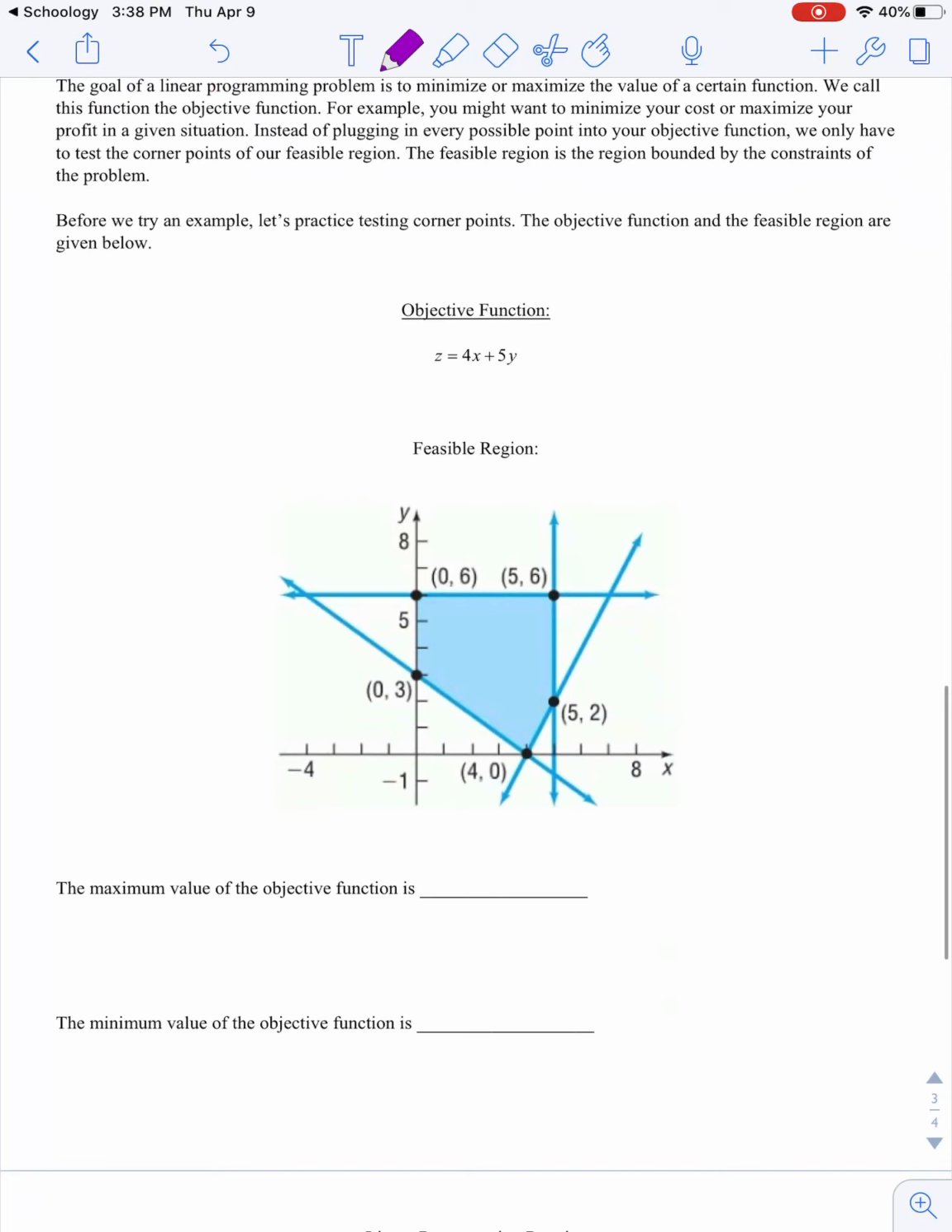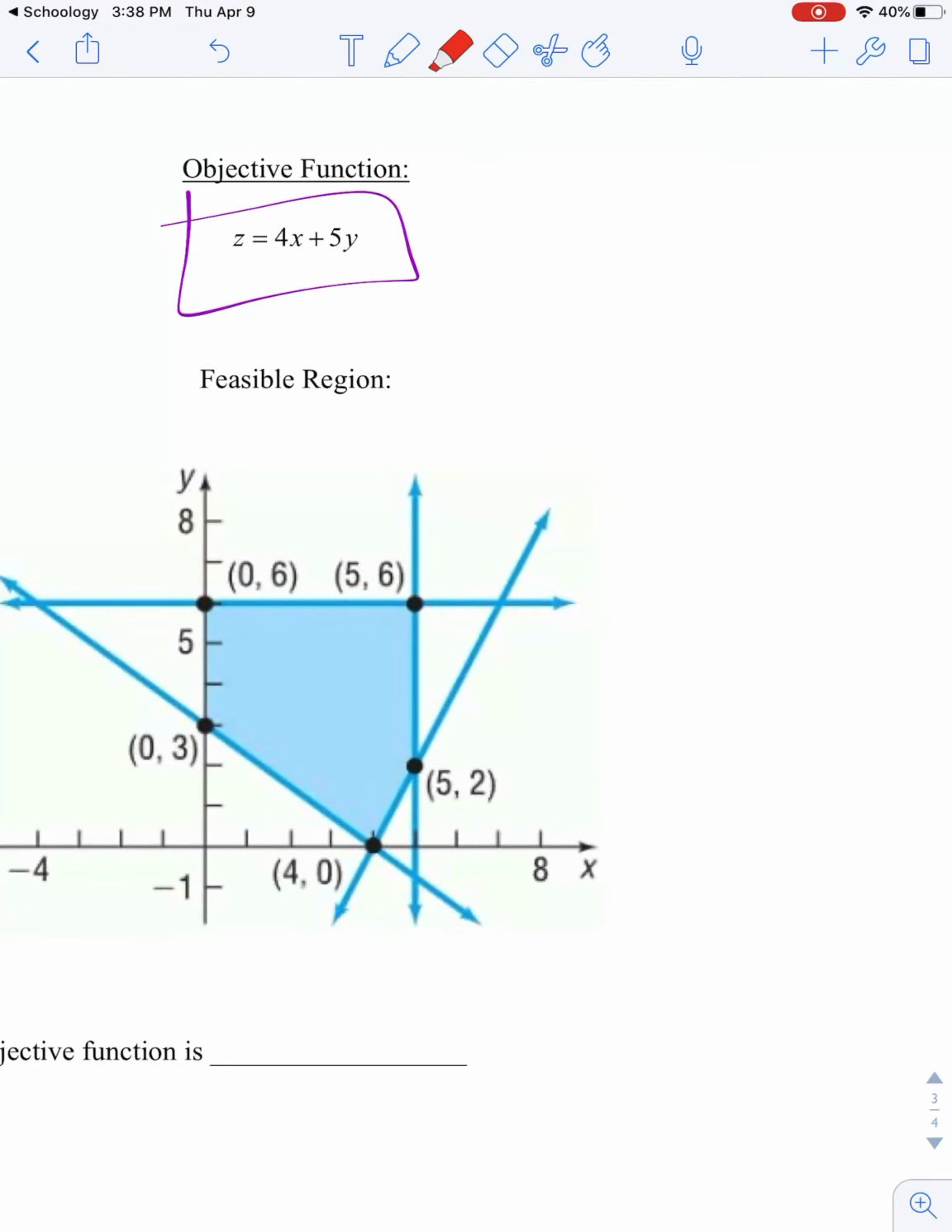So linear programming. Remember, you have your objective function. What we're trying to do is either maximize or minimize. So what we're going to do is take each of these ordered pairs and plug that into the objective function. Okay, so I'm not going to do this whole thing just to save time on the video. I'm going to allow you to refer to the answer key.